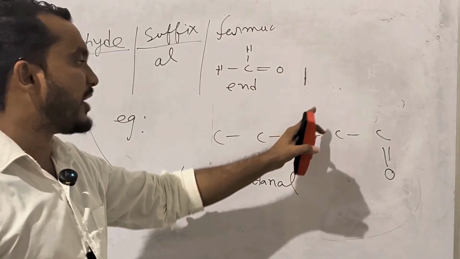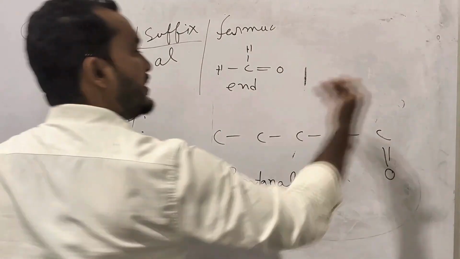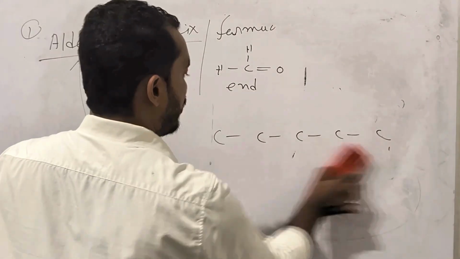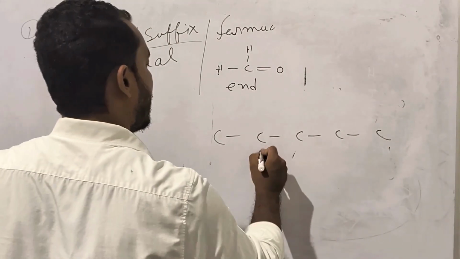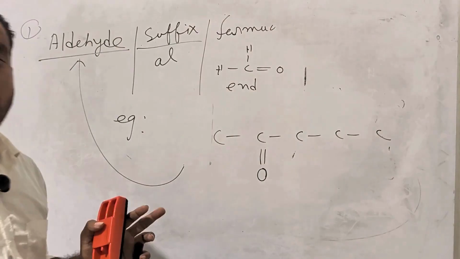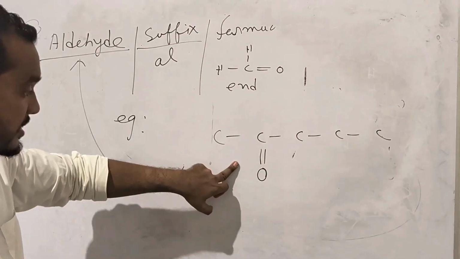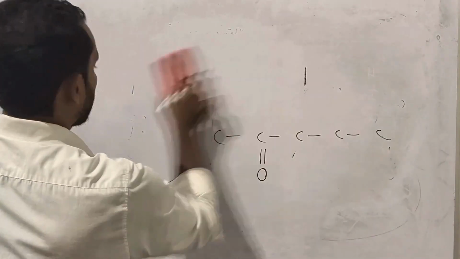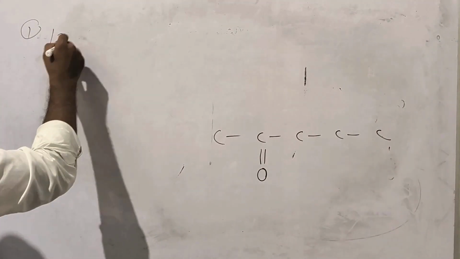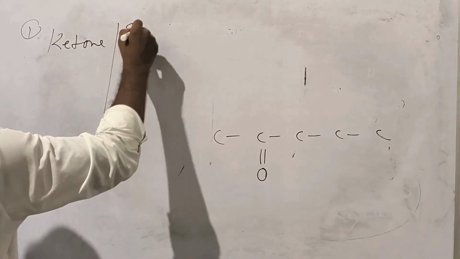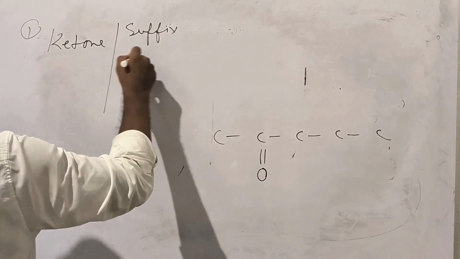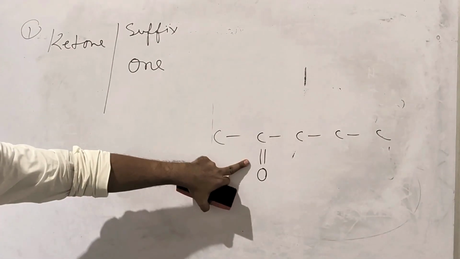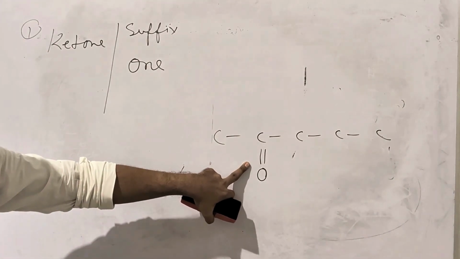the double bond O will be in the terminal portion of the carbon, either on that side or this side. If the double bond O is here, now this does not fall under the aldehyde functional group. Now this falls under the ketone functional group. What functional group am I saying? Ketone functional group. And for ketone we have the suffix one, and it will always be attached in the middle of the carbon chain.